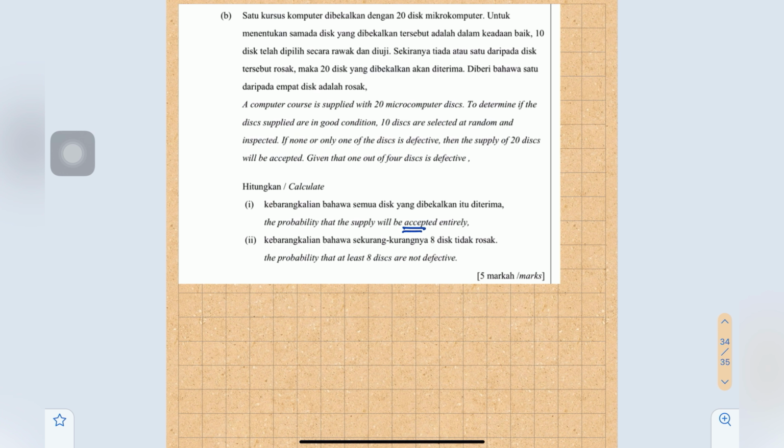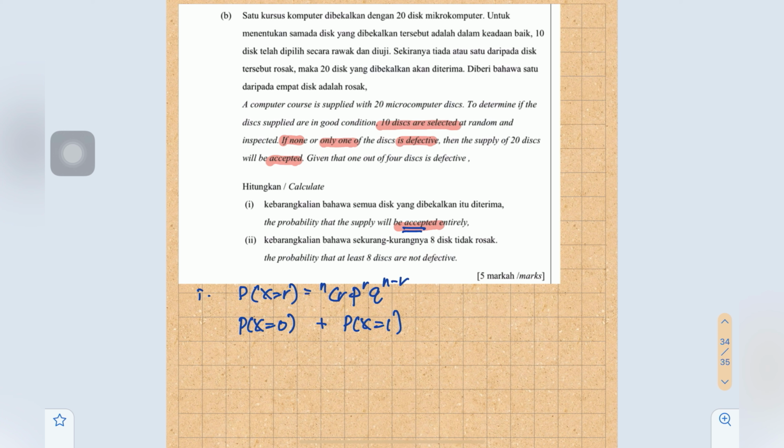Now we have to read carefully, it wants the accepted. For this question we know we use the probability distribution which is binomial, because it talks about computers, discrete. So we write the binomial formula first: P(X equals R) equals NCR P power of R Q power of N minus R. It wants the accepted, so read carefully here. It only picks 10 disks, this is its N. If none or only one is defective, then it can accept. So we need to find the probability when X equals 0 plus the probability X equals 1.